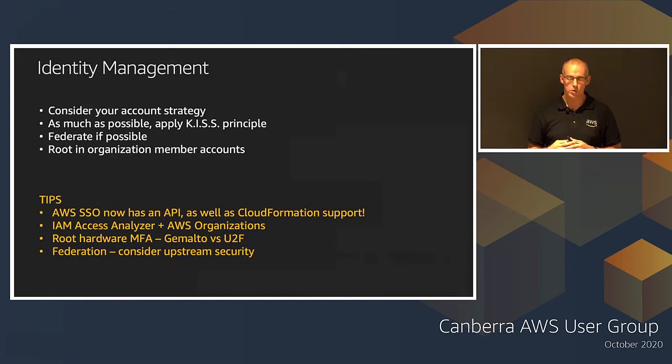Now, federation-wise, also consider your upstream security. By that, I mean when you federate with a directory, make sure that directory has appropriate security controls in place so that you don't inadvertently have someone providing a high level of access into your AWS environment. So you might have a junior person adding someone to a group that is inadvertently giving away the keys to the AWS kingdom. Also make sure it supports the same levels that you want in terms of whether it provides MFA as well. So after the identity, the next thing to think about is networking.